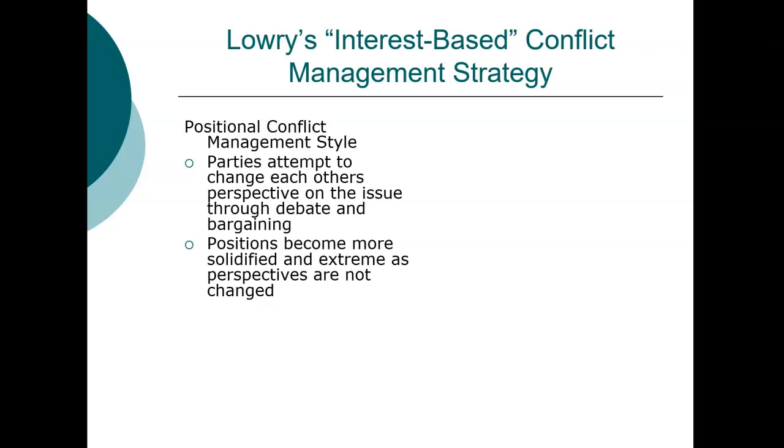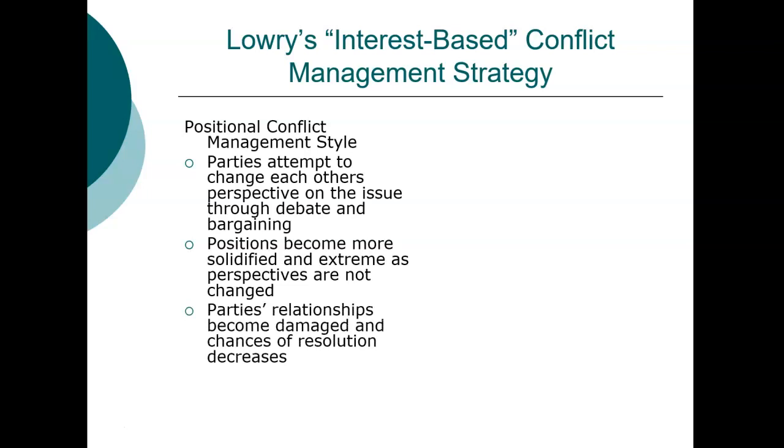And when that doesn't happen, then people just get more entrenched. And then what happens is parties' relationships become damaged. People begin to distrust each other, maybe have resentment. And the chances of a resolution really begin to decrease. So for Lowry, he wants to contrast this positional conflict management style with what he calls interest-based conflict management style.